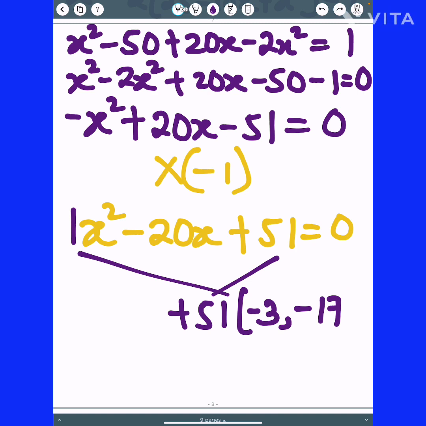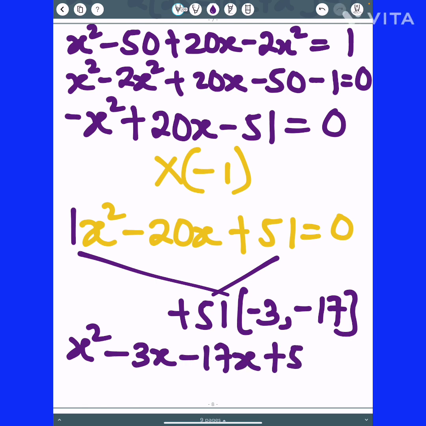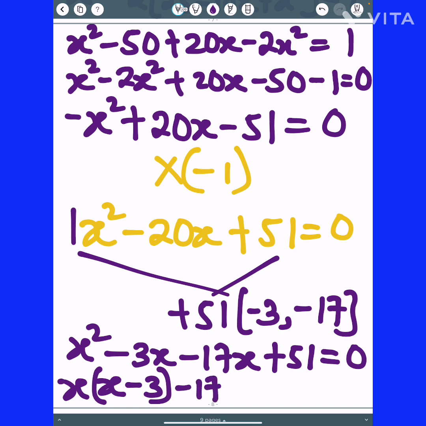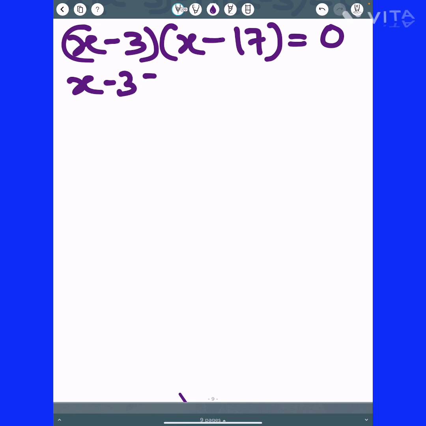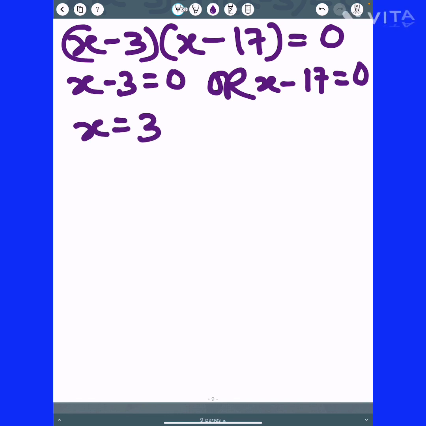So this gives me what? I'm going to write the middle term minus 20x as minus 3x minus 17x plus 51 is equal to 0. On factorizing, I'll get x minus 3, minus 17 times (x minus 3), is 0. So if I put that together, I'll get x minus 3 times x minus 17 is 0. So x minus 3 is 0, or x minus 17 is 0. So x is 3, or what? x is 3 or x is 17.